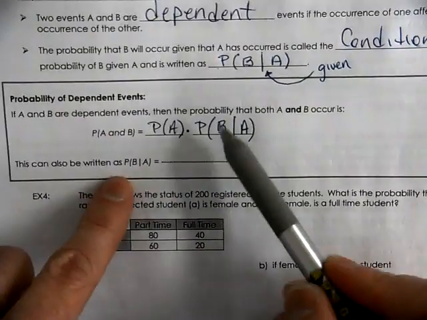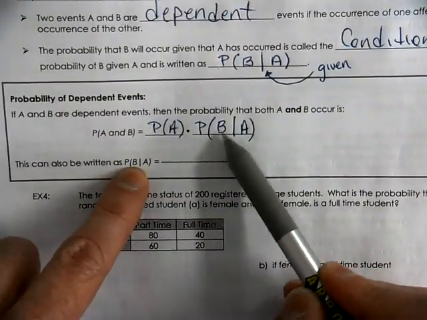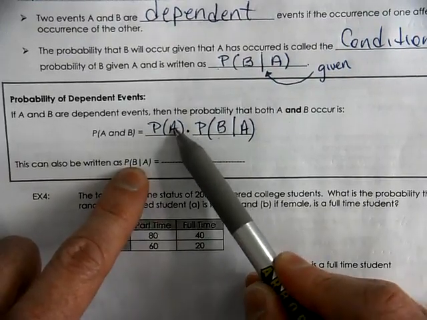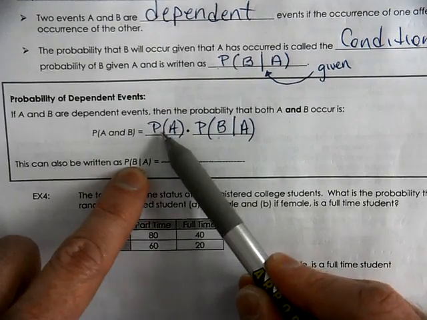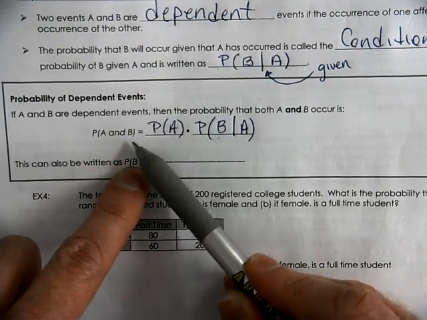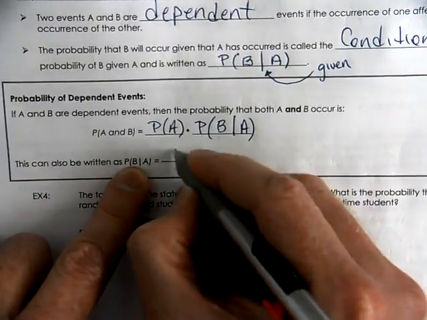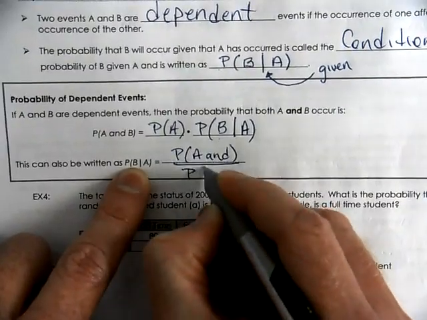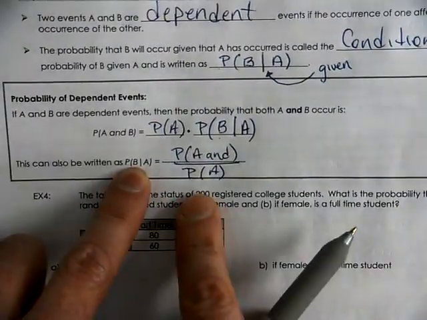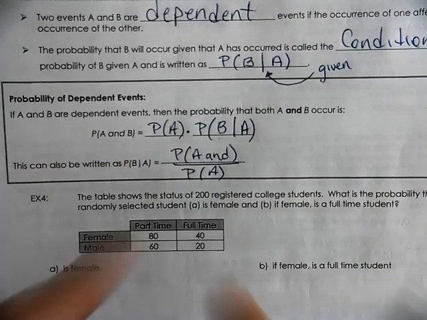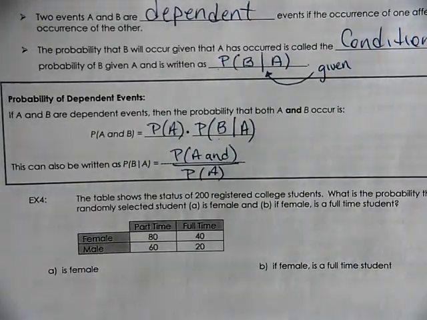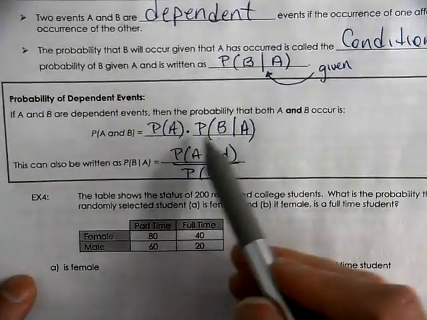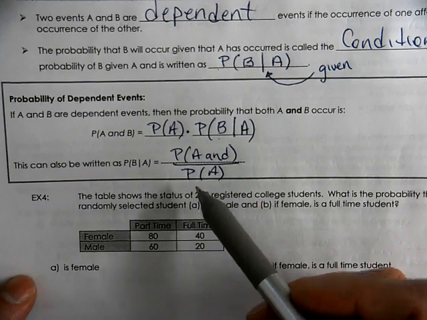And if you want to manipulate this, you can still get the probability of B given A by itself. Here's B given A, by dividing away the probability of A underneath A and B. The probability of A and B divided by the probability of A would give us the probability of B given A. So just different ways to manipulate your equation.